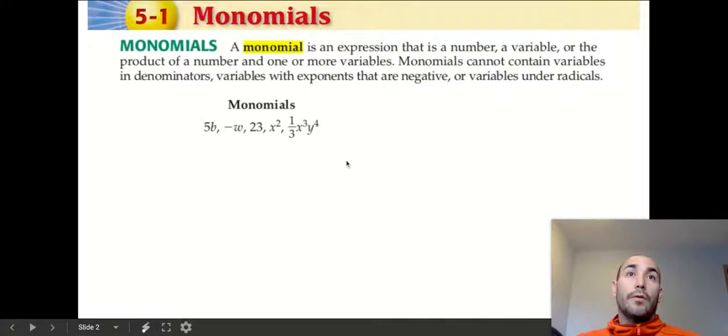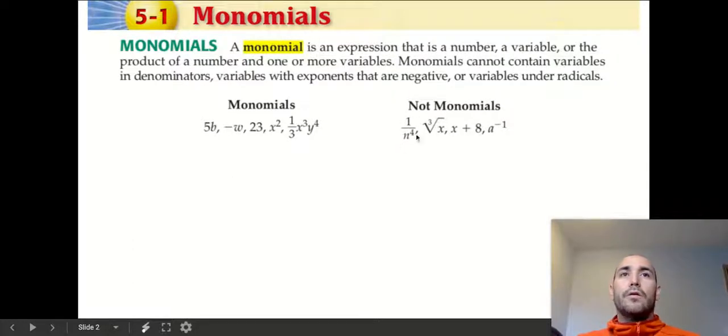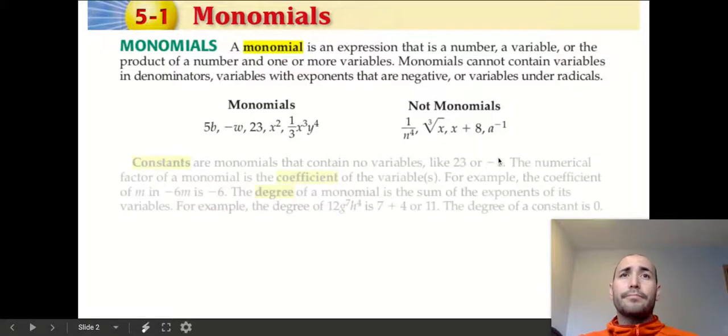And product means multiplication. So what are not monomials? These are examples of things that are not monomials. You cannot have a variable in the denominator, the bottom of a fraction. You cannot have a variable under a radical. X plus 8 is not a monomial because that's not the product of two numbers, that's the sum of two numbers. So a monomial does not contain addition. And monomials do not contain negative exponents. So a to the negative first power is not considered a monomial because of that negative exponent.